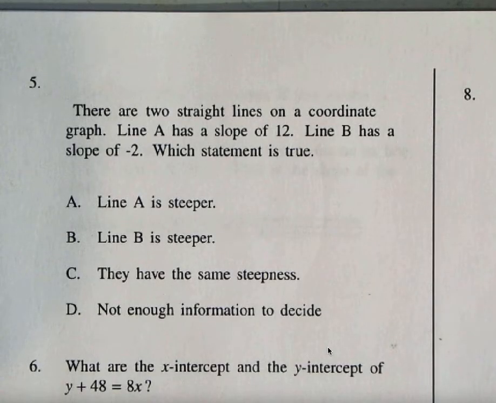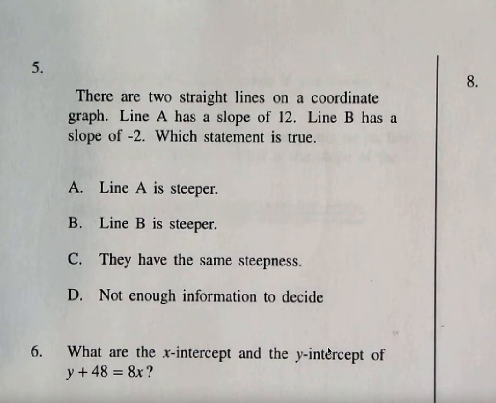Zoom up a little bit here. Okay. Number 5. There are 2 straight lines on a coordinate graph. Line A has a slope of 12. Line B has a slope of -2. Which statement is true? Well, slope has to do with steepness. And line A has a slope of 12, and B has a slope of -2.